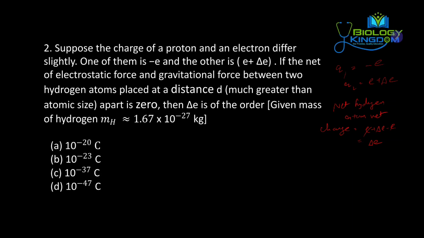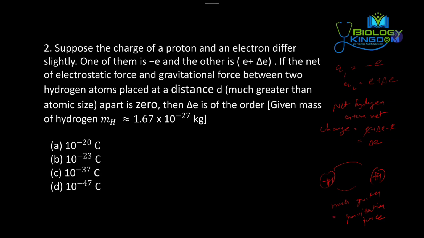hydrogen atoms. And now second thing, here we have given the net force, electrostatic force and gravitational force between hydrogen atoms placed at distance d is 0. As you know, if there are two hydrogen atoms, let's suppose this and this, there will be some gravitational force between them also. There is also electrostatic force between them also. But we know that the electrostatic force is much greater than the gravitational force.